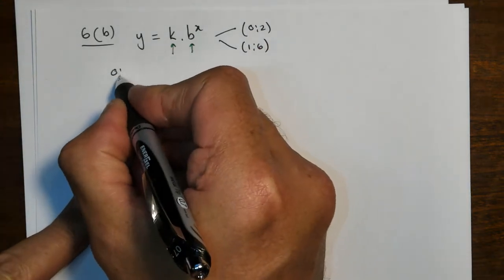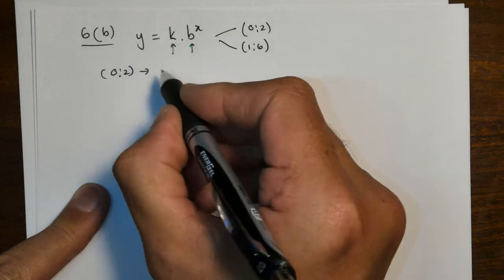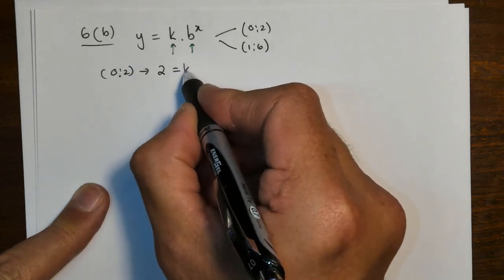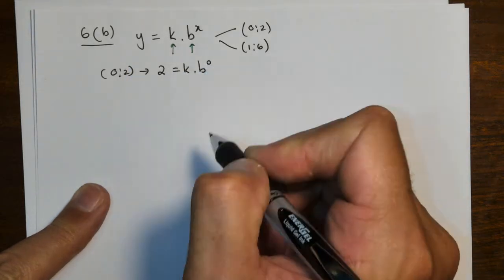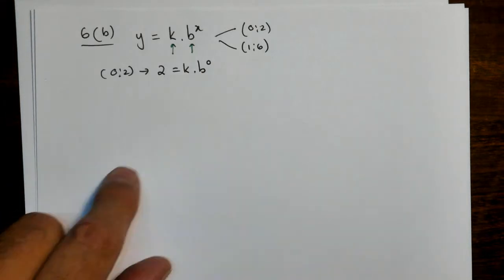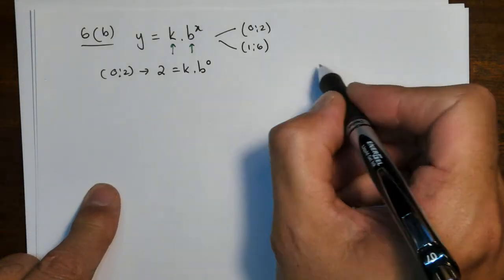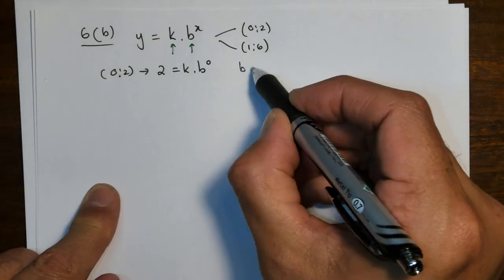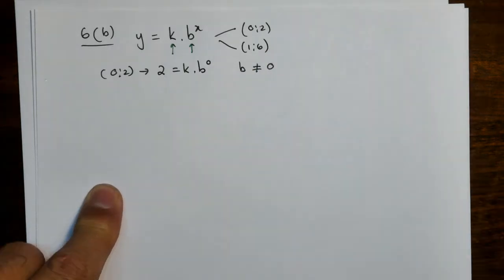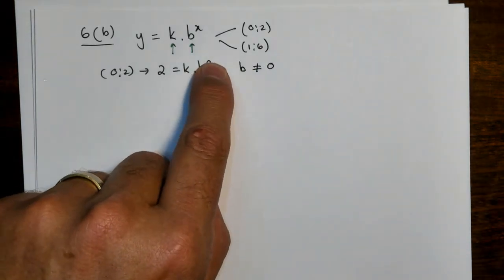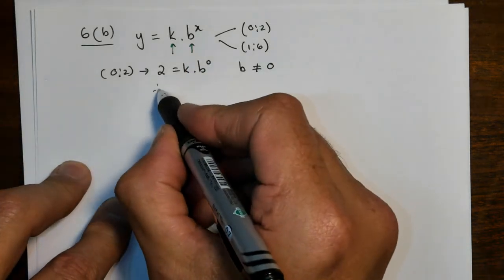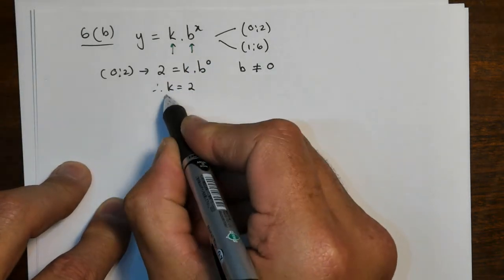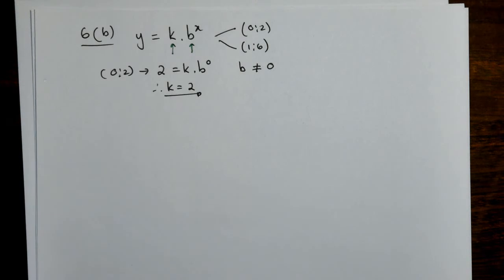Okay, so that's almost straightforward now. If I put (0, 2) into that equation, the y value is 2, so 2 is equal to k times b, the x value is 0. b to the 0 we know is 1, where b is not equal to 0. Okay, so very important to state b cannot be 0 here. b to the power of 0 is 1, so therefore k is 2. So we've got the value of k.